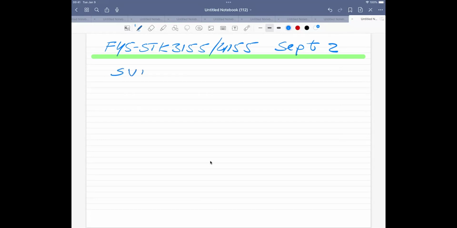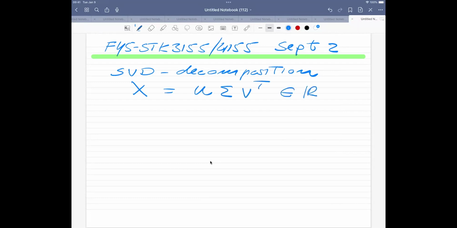a quick reminder: we did an SVD, a singular value decomposition, of the matrix X, the design matrix. This is just a quick repetition from what we did last week. And we assume that X, our design matrix, has dimensionality n times P, where P is the number of features or properties or predictors, as you may find in other textbooks. And these matrices, U and V, are orthogonal matrices.